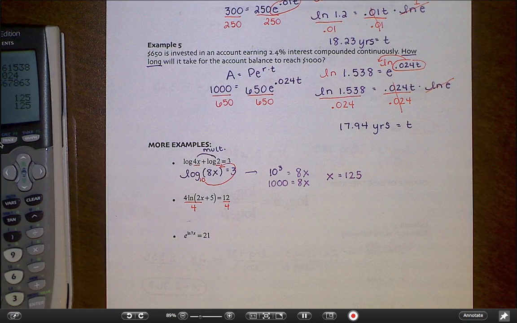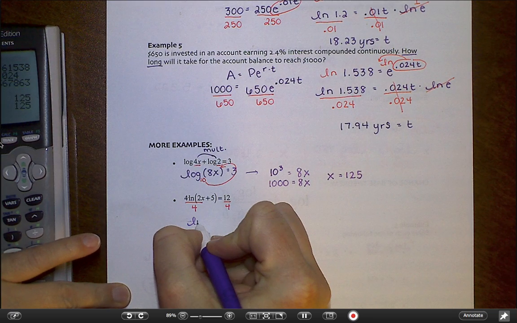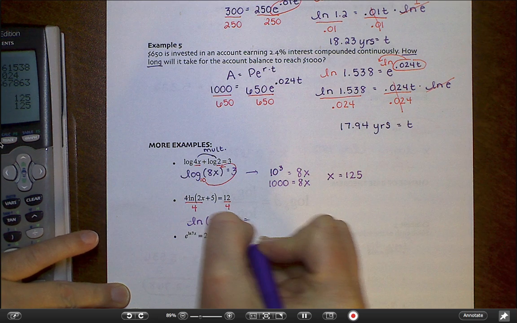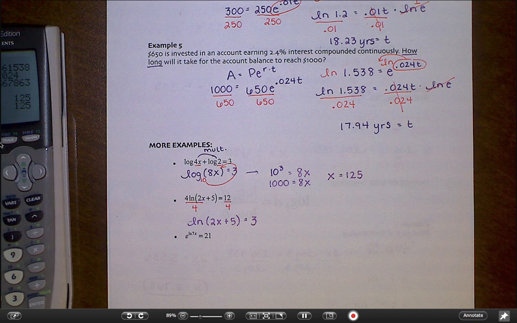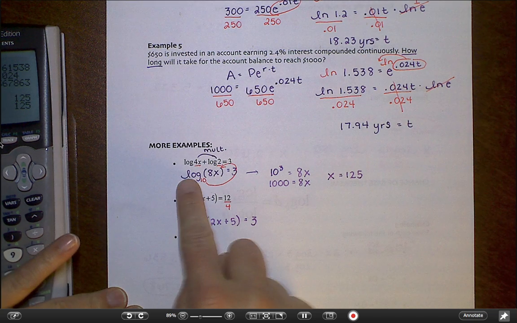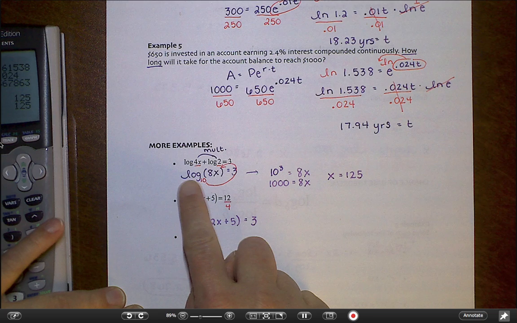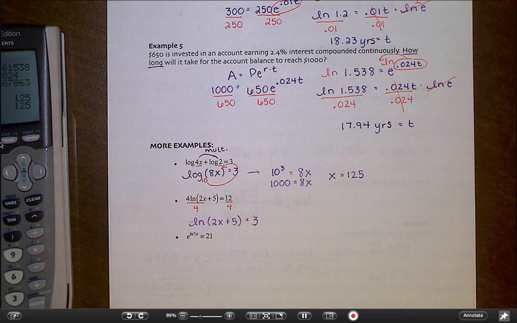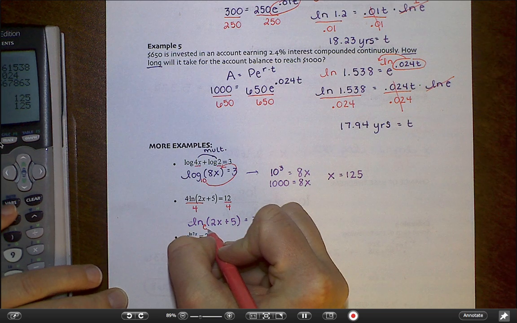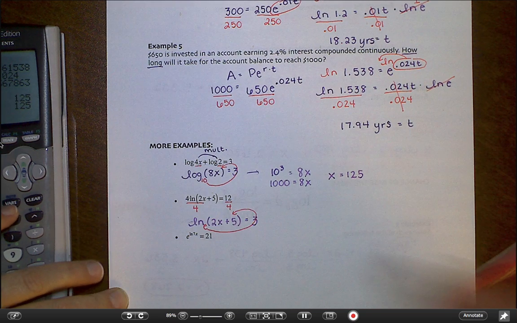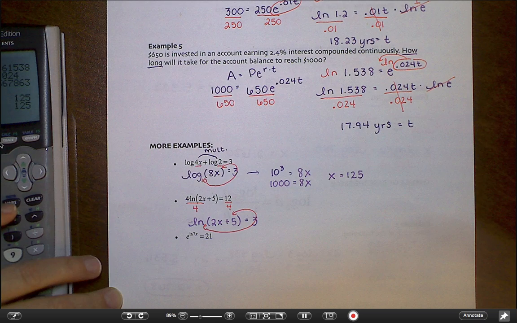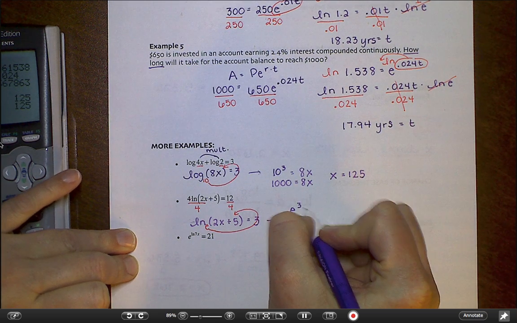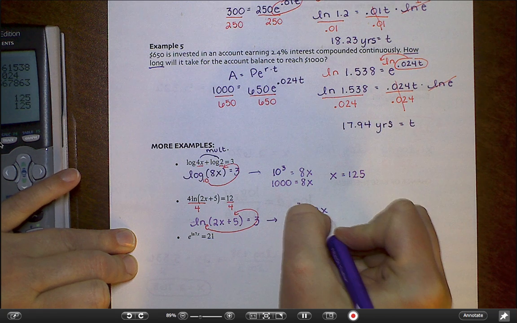Just kidding. So this would be natural log of 2x plus 5 now equals 3. So now this setup is very similar to what we had here, right? Where we just had the log of something equals something. I'm going to take this base, which is e, and I'm going to spin this thing around, and I'm going to write this as e to the power of 3 equals 2x plus 5.